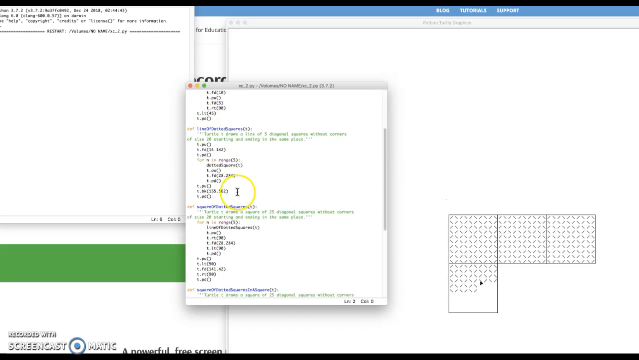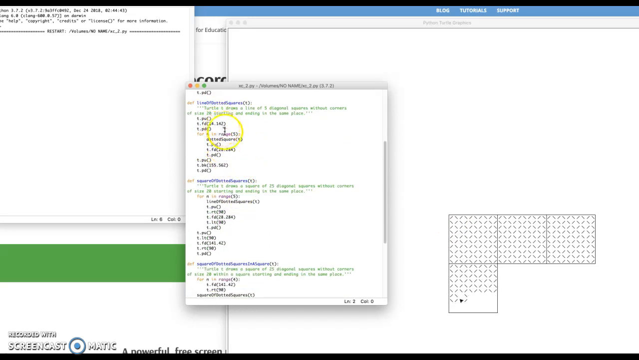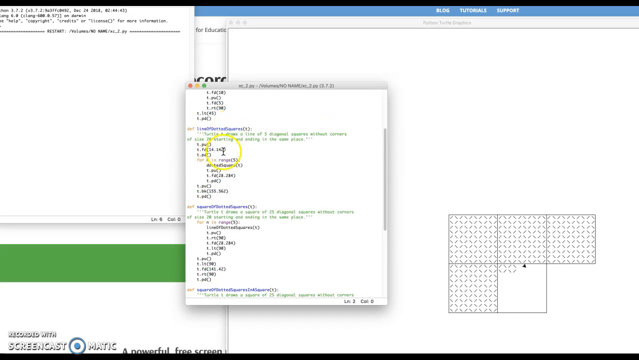And for a line of squares, I have the turtle move forward. That way it will draw the squares separate from each other. And then I repeat this dotted square 5 times, and I'll have the turtle move in between each time. So that way a line of squares is created.